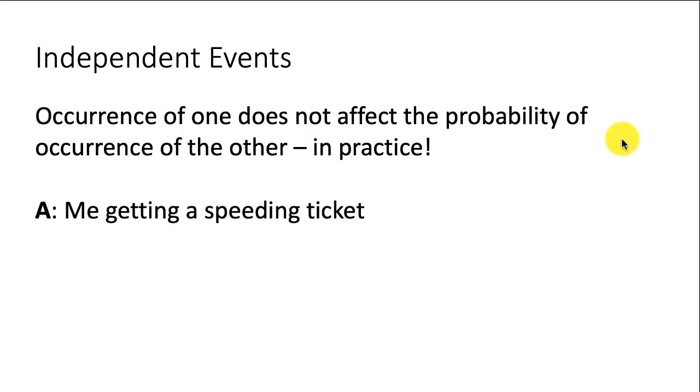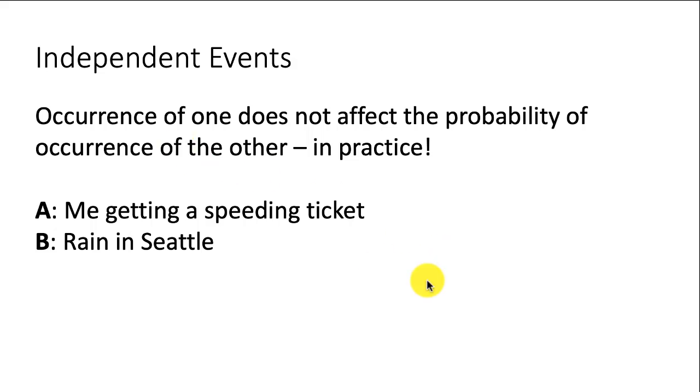So for example, one event may be the event that I get a speeding ticket while driving to work, let's say today or any particular day. And the other event is that on the same day, it rains in Seattle. So the two things can happen simultaneously. I could be getting a ticket while it's raining in Seattle, or I could be getting a ticket and it's not raining in Seattle, or it's not raining in Seattle and I'm either getting a ticket or not getting it. Both of these are completely independent in practice.